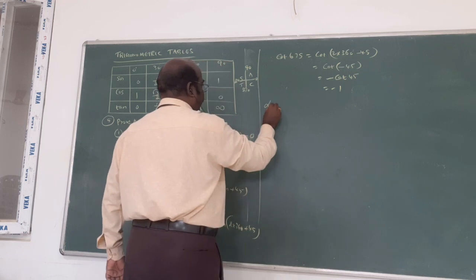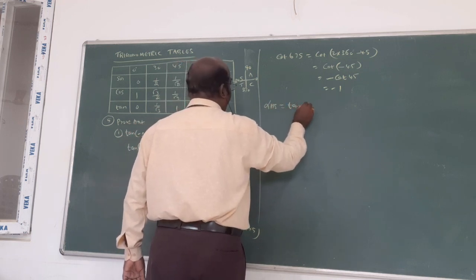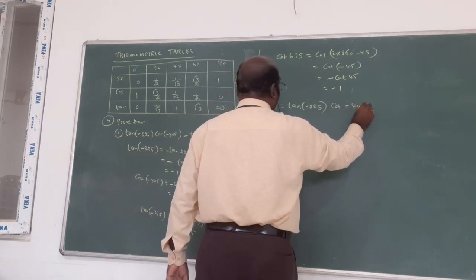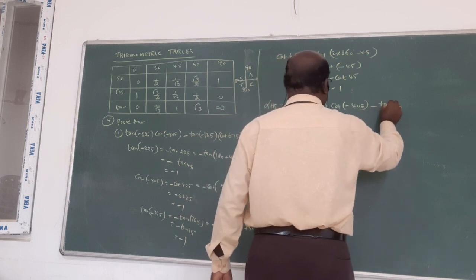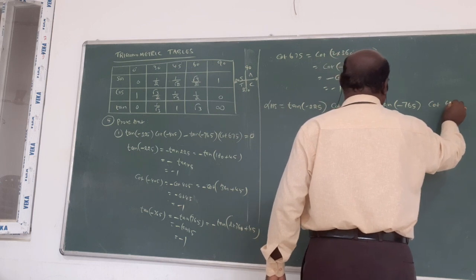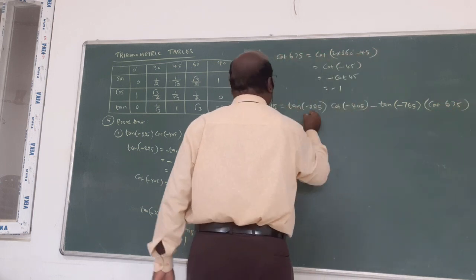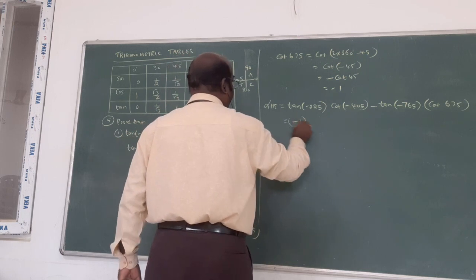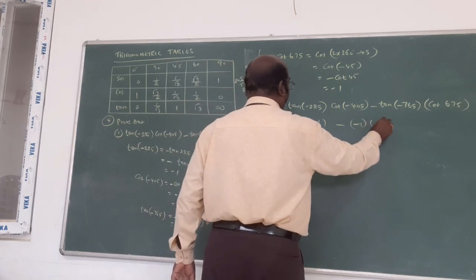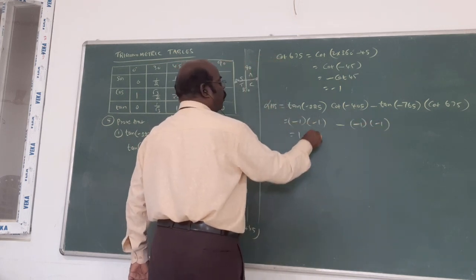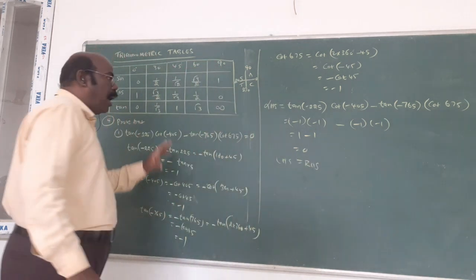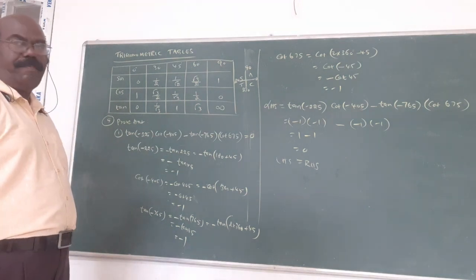Now write the LHS. What does the LHS say? Tan of minus 225 into cot of minus 405 minus tan of minus 765 into cot of 675. This becomes minus 1 into minus 1, minus, minus 1 into minus 1. Okay? Minus 1 plus 1 minus 1, that is 0. That is our answer. In this way you will find one by one. After that, substitute the value, and you get the answer.